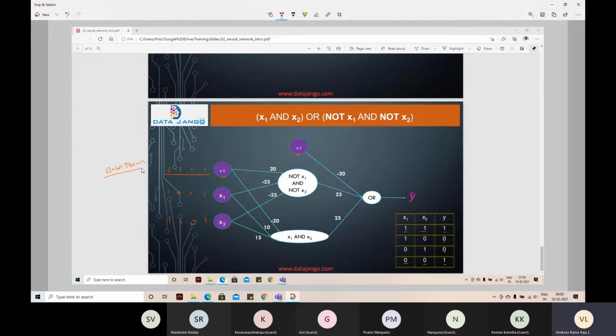I think we already know this. And for every layer, this is the input layer. This is the hidden layer.